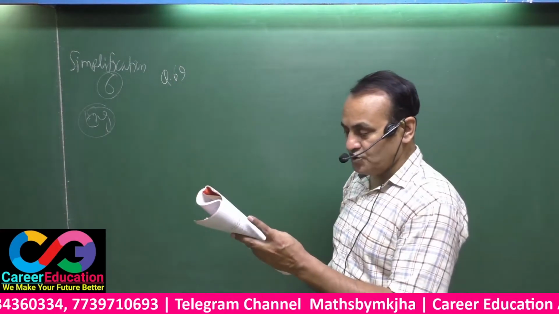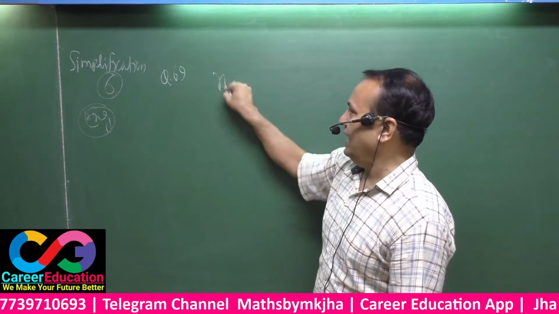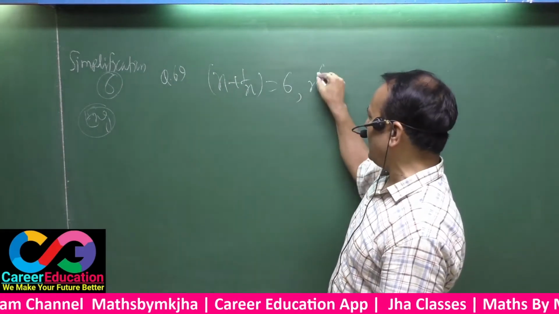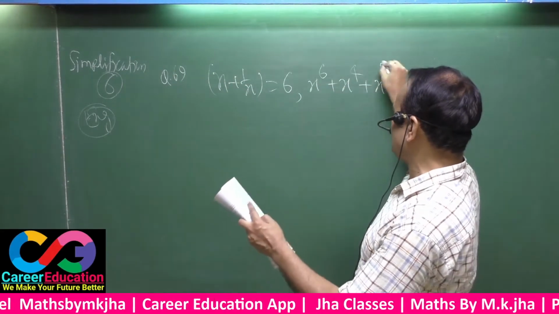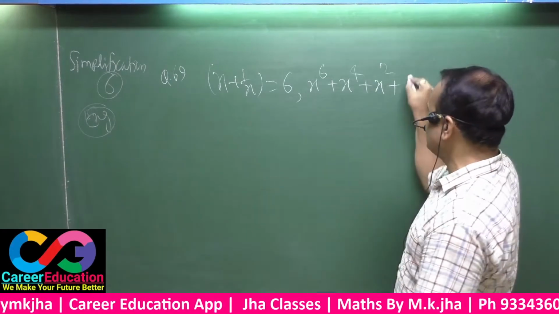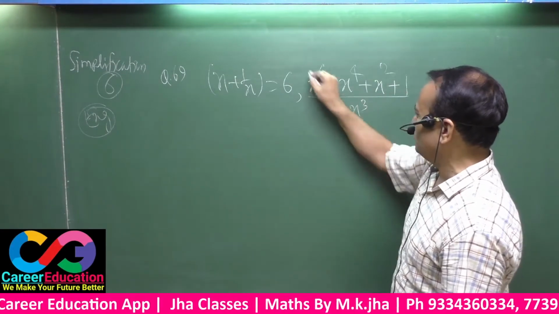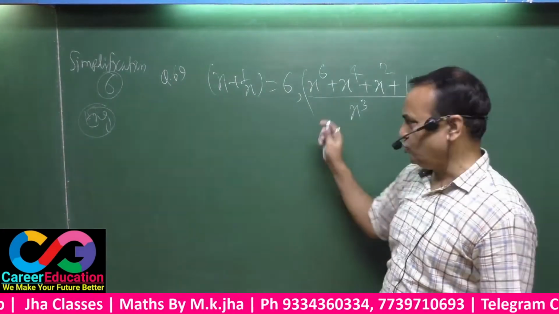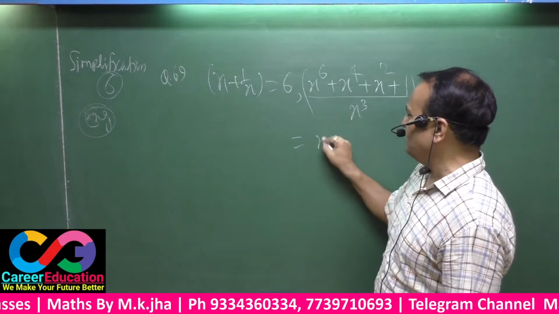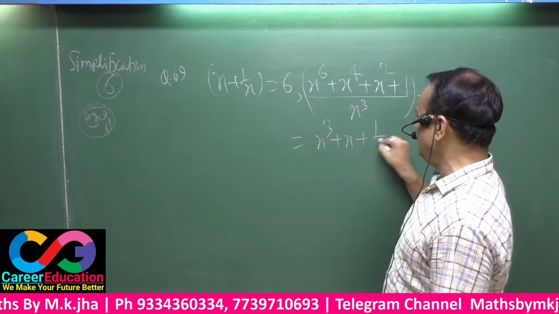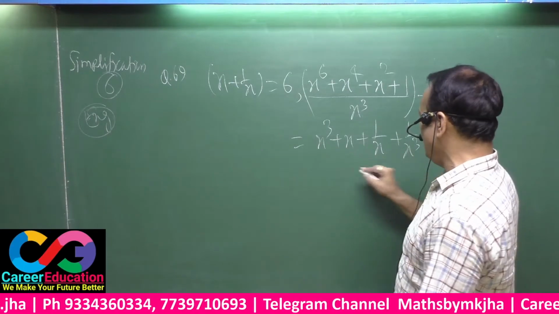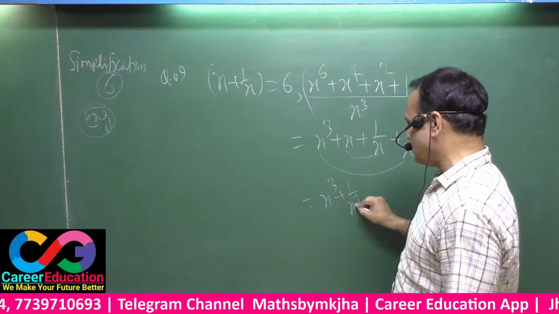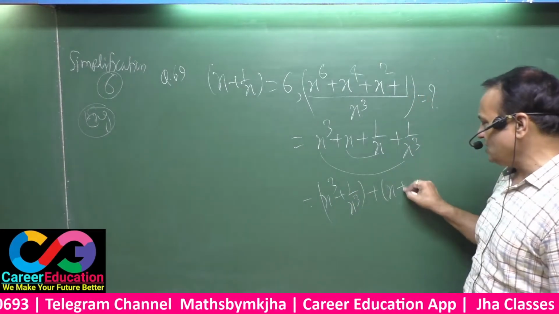Question 69: if x plus 1 by x equals 6, then x power 6 plus x power 4 plus x power 2 plus 1, divided by x cube, equals what? Firstly, you have to go through this. After division, this will be x cube, this will be x, this will be 1 by x, this will be 1 by x cube. That means you have two expressions: x cube plus 1 by x cube, and the other, x plus 1 by x.